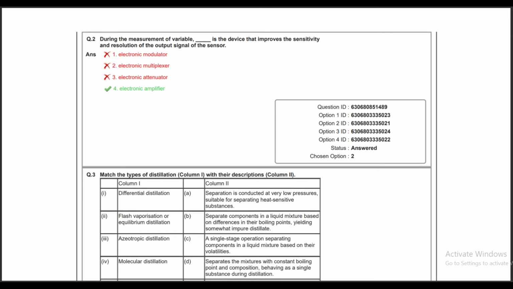In the next question, during the measurement of a variable, dash is the device that improves the sensitivity and resolution of the output signal of the sensor. Clear?